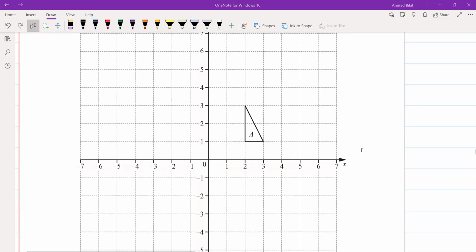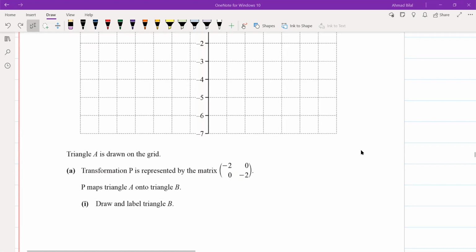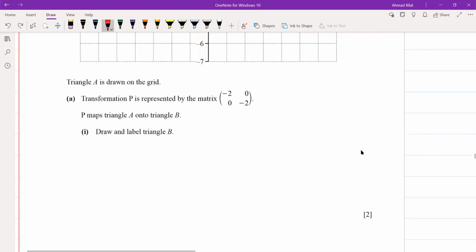Let's look at question number 7. So this is transformations. Now triangle A is drawn on the grid. There's a transformation P that is represented by this matrix, -2, 0, 0, -2. P maps triangle A onto triangle B. We have to draw and label the triangle B.